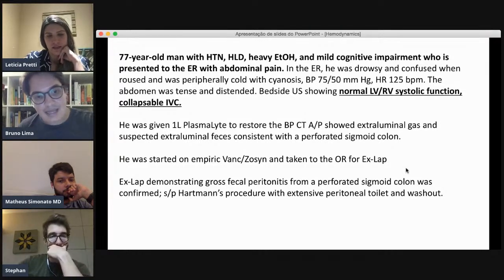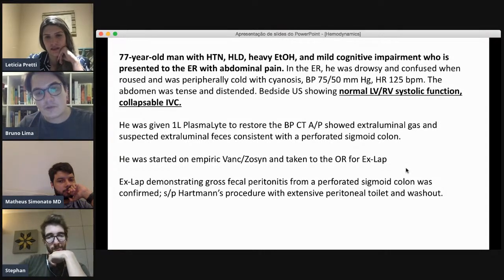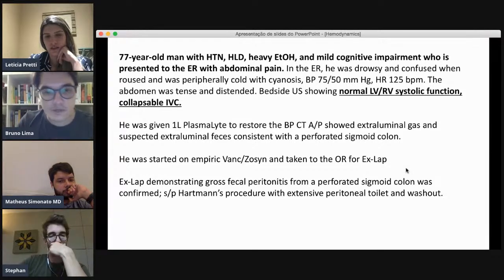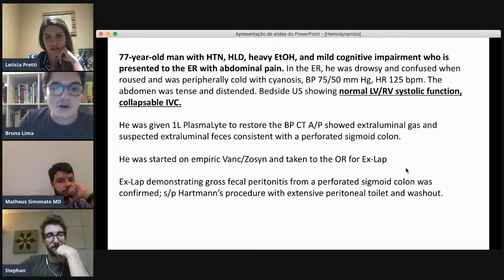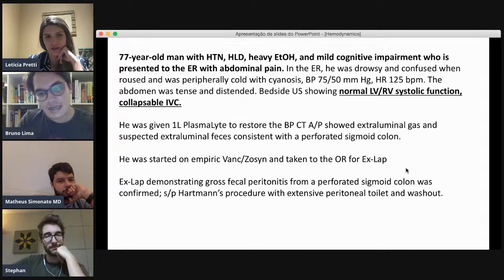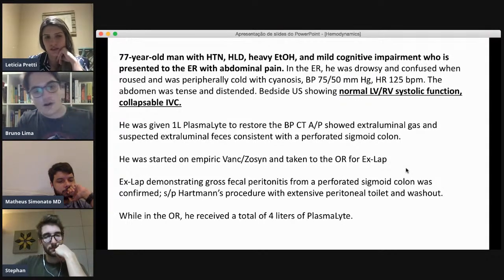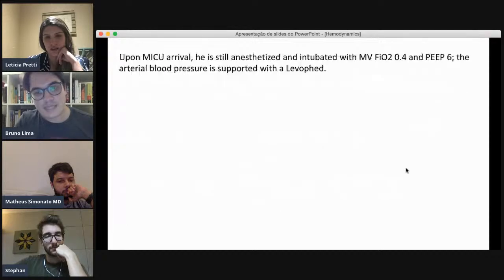So the X-lab demonstrated gross fecal peritonitis from a perforated sigmoid colon. He had a Hartmann procedure and some extensive peritoneal toilet and washout. In the OR, he received a total of 4 liters of Plasma-Lyte. And then he was transferred to the MICU, the medical ICU.